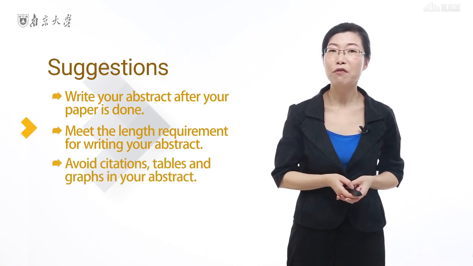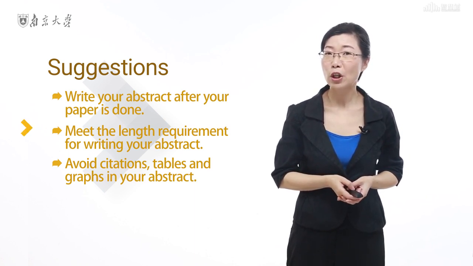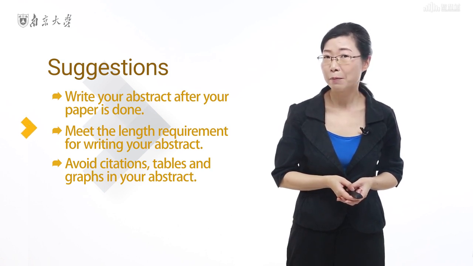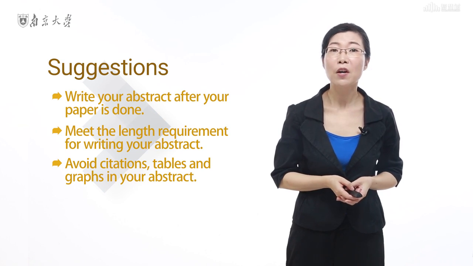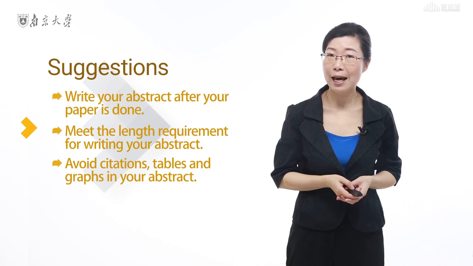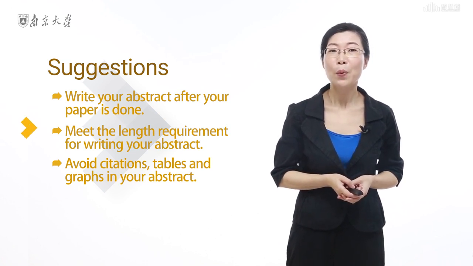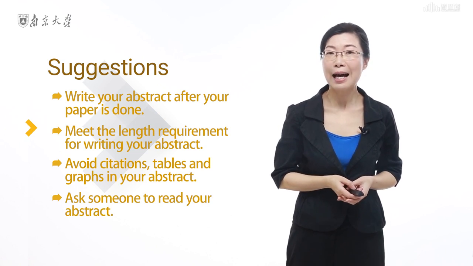Suggestion 3. Avoid citations, tables, and graphs in your abstract. It's a common practice that journals do not allow tables and graphs in the abstract. References to sources and citations are often not allowed in the abstract either. Even if you are not writing for publication in a journal, but for submission in class, you should avoid these things in your abstract. One last suggestion: ask someone to read your abstract.